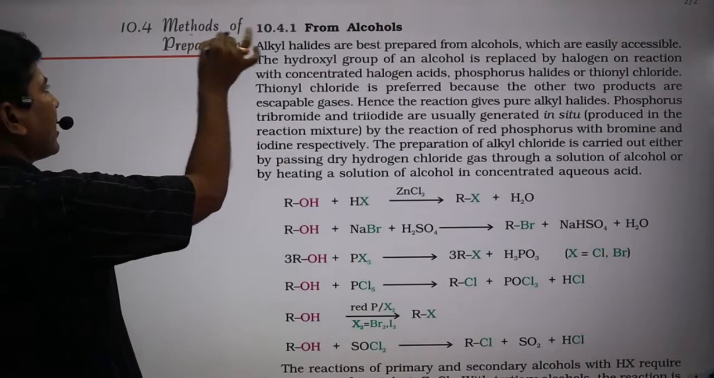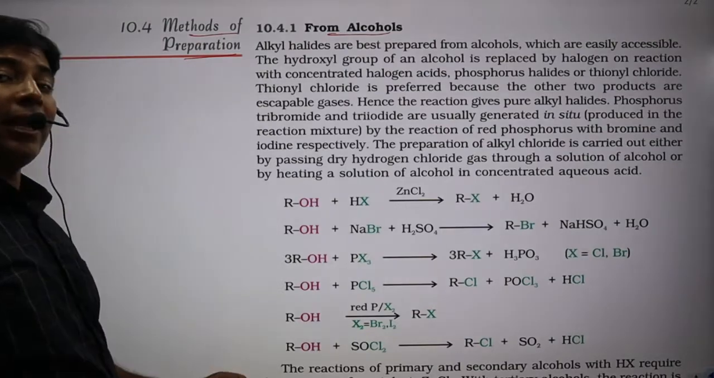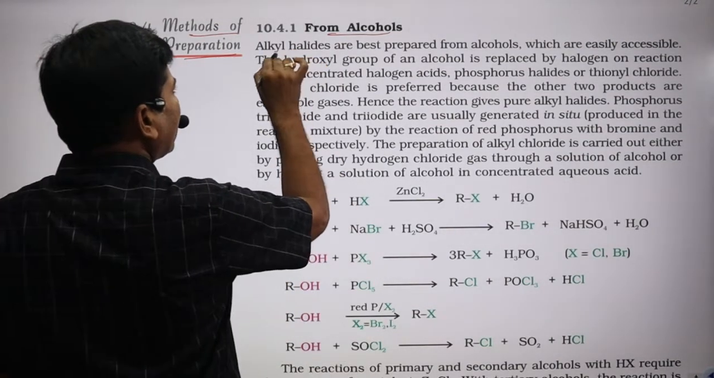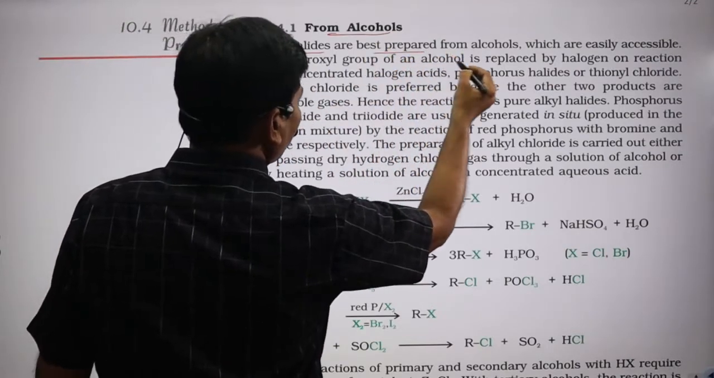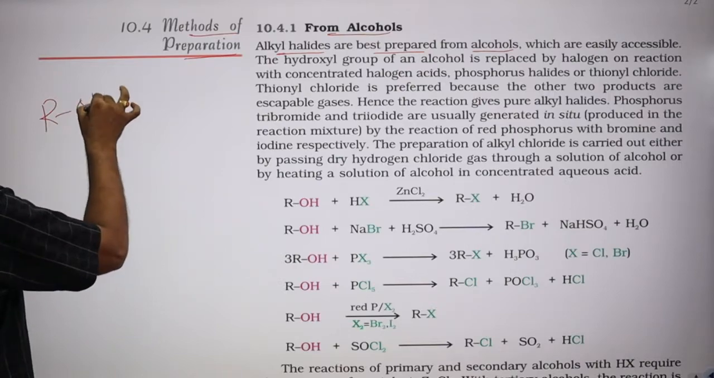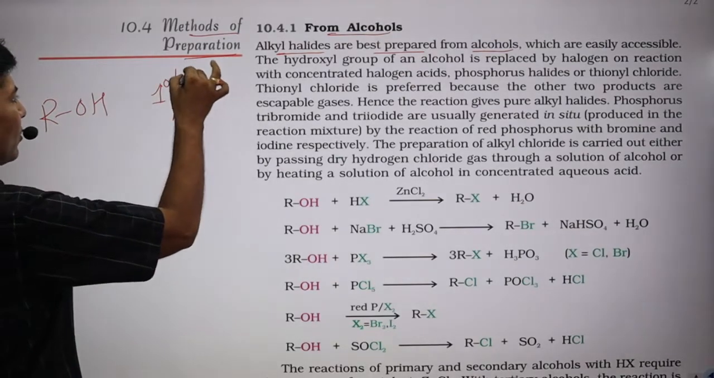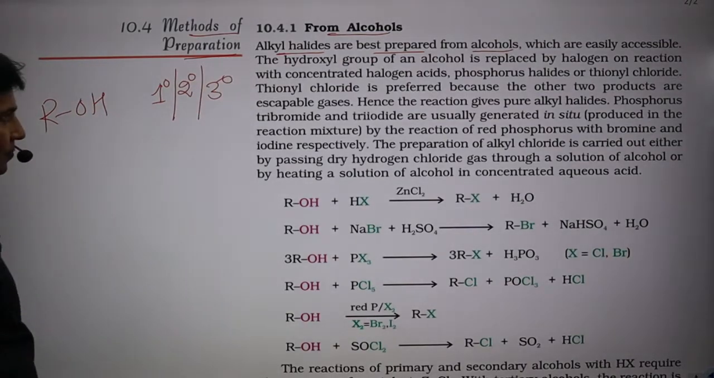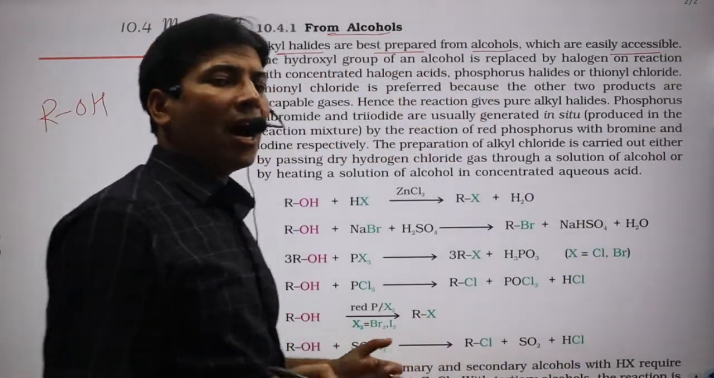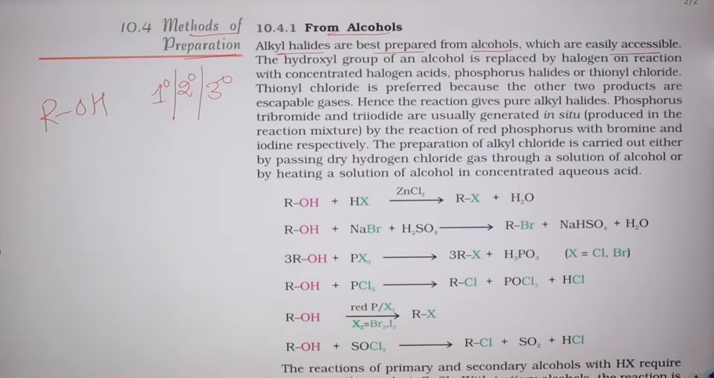Next we have methods of preparation of alkyl halide from alcohols. Alkyl halides can be prepared from alcohols. The statement says alkyl halides are best prepared from alcohols. We have alcohol, ROH. It can be primary alcohol, secondary alcohol, or tertiary alcohol, which are easily accessible, meaning easily available. From the easily available alcohols, alkyl halide can be prepared.